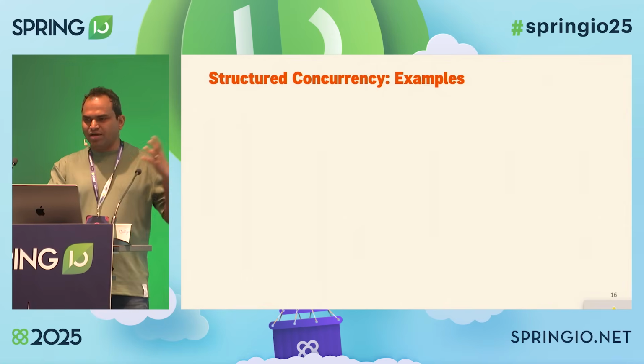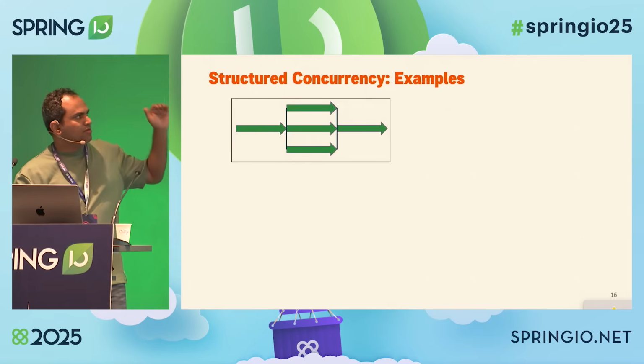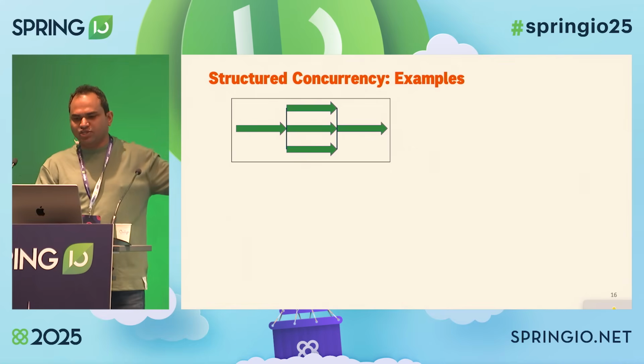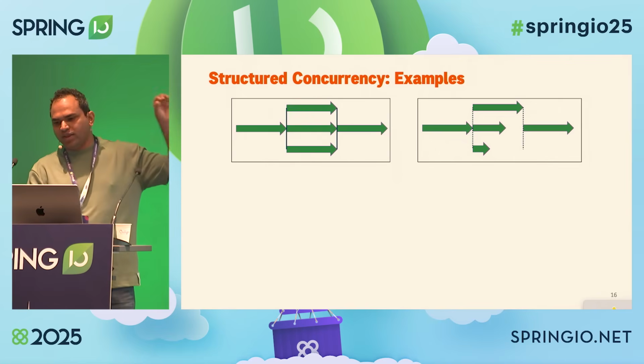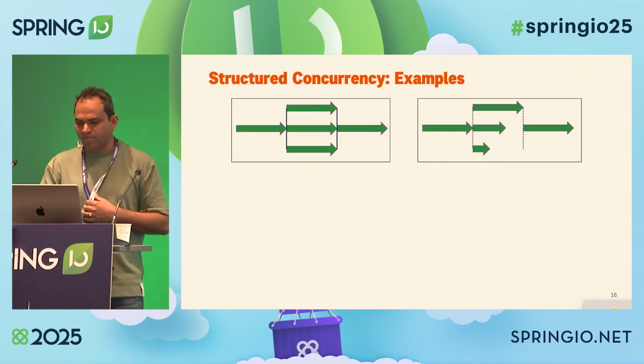Now let's look at a few examples where we can use structured concurrency. So here in the first example, I have a main task which is creating 3 subtasks, and when all these subtasks are finished, I'm continuing with my main task. In the second example, again, I have a very similar thing, except that I'm not waiting for all the subtasks to be finished. So as soon as one of the tasks is finished, I'm continuing with my main task.